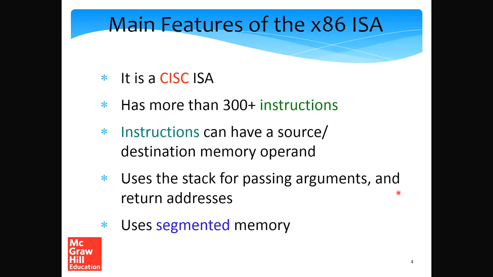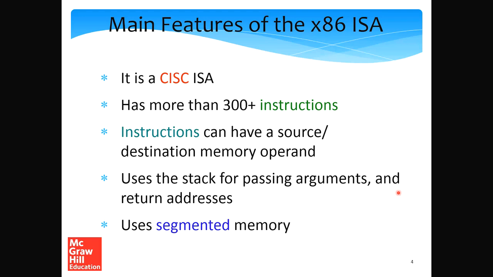So x86 is a CISC ISA, unlike ARM and Simple RISC. It has 300 plus instructions, and that is the basic ISA, at least the one that we are concerned with. But if you consider all extensions, then as of 2016, the number of instructions is roughly 1,000. Instructions can have a source or a destination memory operand, so it's a CISC instruction set. The operands themselves can be far more complicated, and the number of registers is actually few.